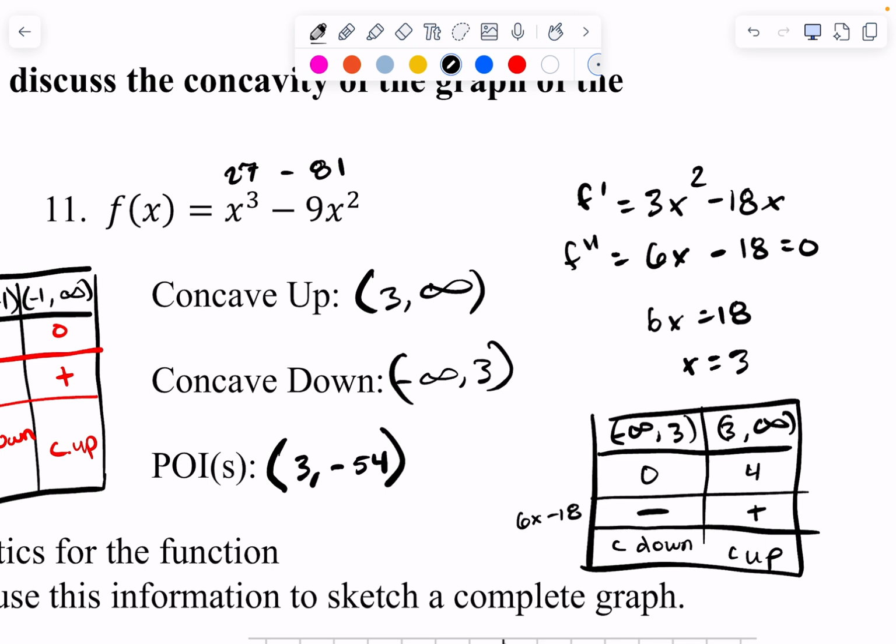Don't cheat. I was looking at that one because I was trying to figure out which one's concave up and which one's concave down. Positive though. Of course, positive is up. I'm just thinking out loud.